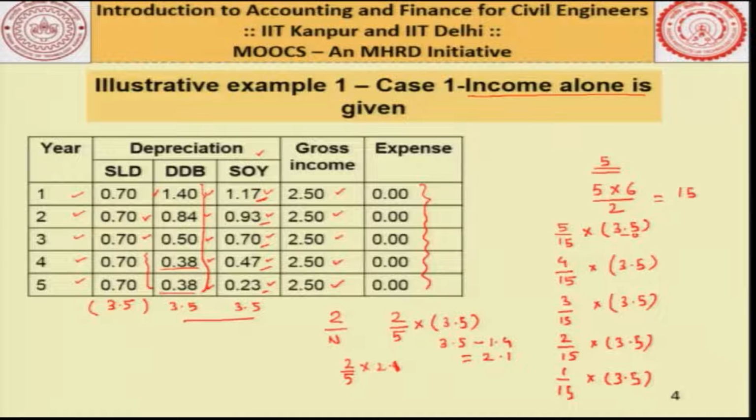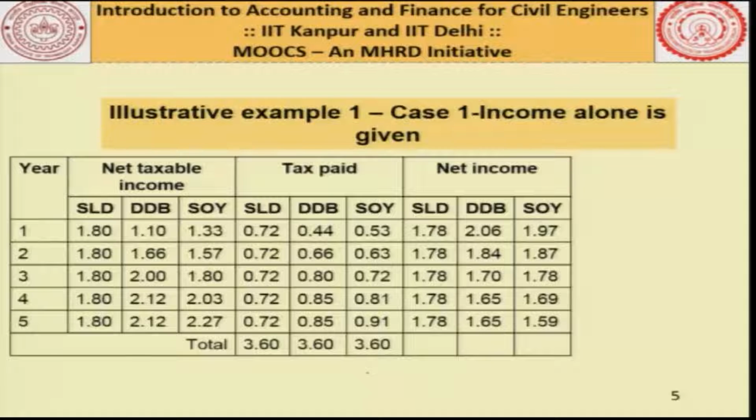Now, we will see how to go about it. So, when I calculate the net taxable income, first let me explain in the context of straight line depreciation. So, you remember your gross income is 2.5 lakh. Let us call this GI, gross income is 2.5 lakh, and depreciation, which you remember is now considered as an expense, is 0.70. So, my net taxable income is going to be 2.5 minus 0.7, which is 1.8. Just look at this figure very carefully, 1.8. This is my net taxable income if I am using straight line method of depreciation. Now, since depreciation is same in a straight line for all 5 years, this value is going to be the same.